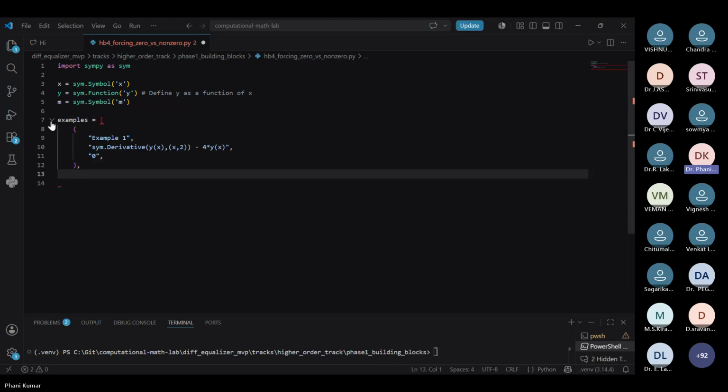Right. So first example, sim.derivative y of x. That means dy by dx. We saw that one function in the morning, right? So sim.derivative y of x, x comma 2, minus 4 into y of x. What does this expression actually tell?